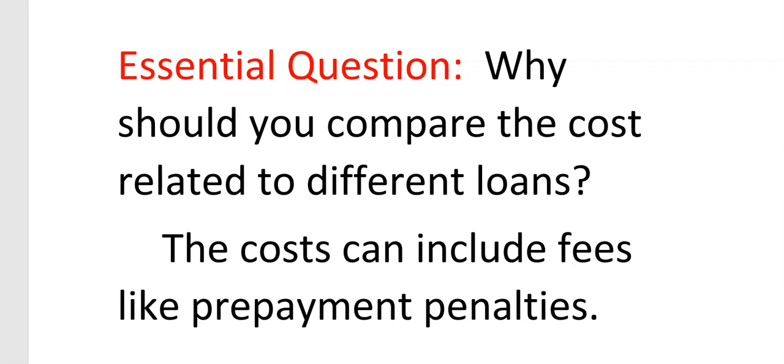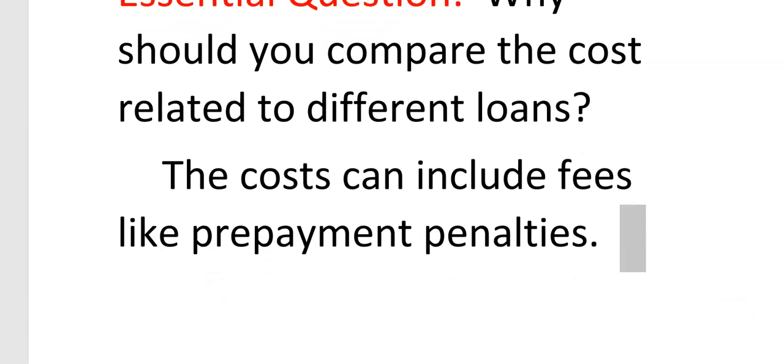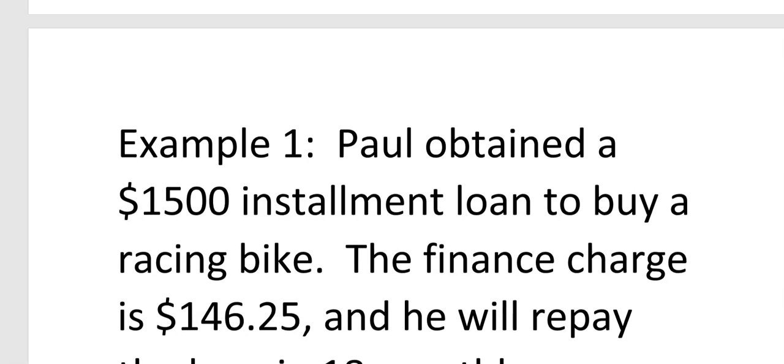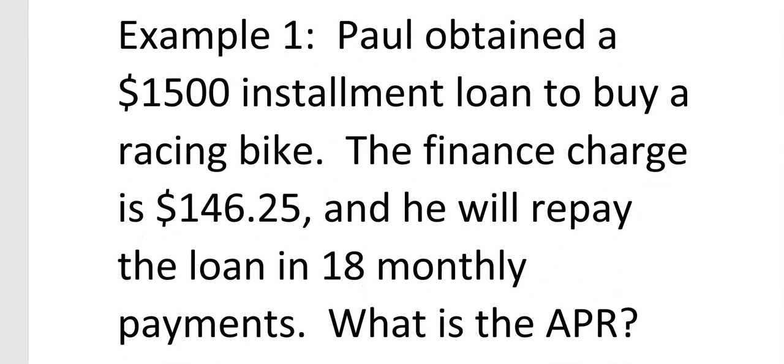Why should you compare the cost related to different loans? The cost can include fees like prepayment penalties. There's lots of different little fees and stuff that go in there too. So shop around for the best APR, which means the lowest one. Then you'll pay the least cost and the least amount of things.